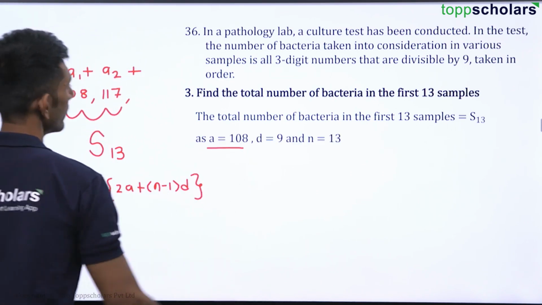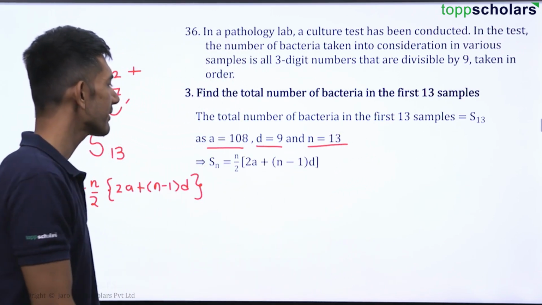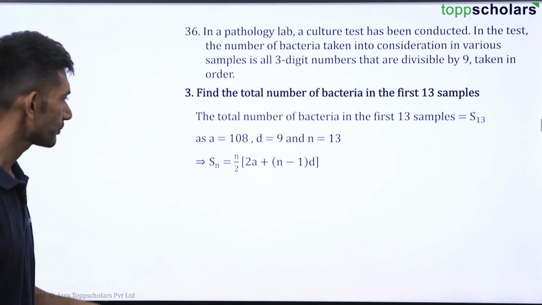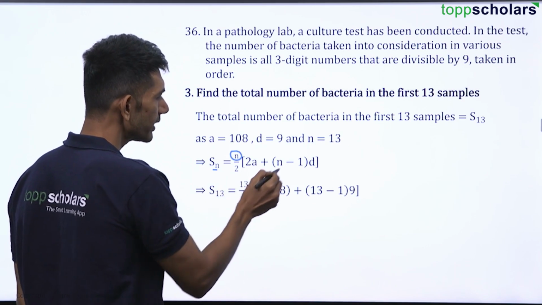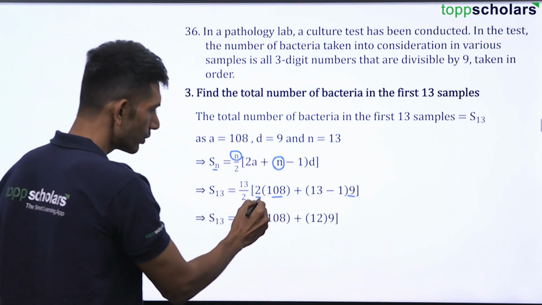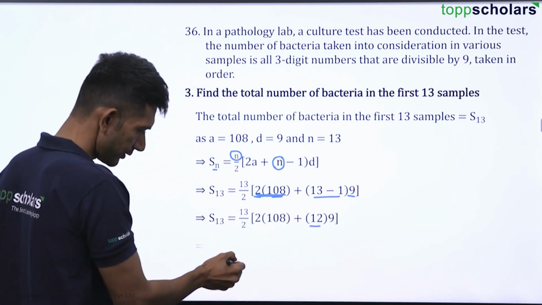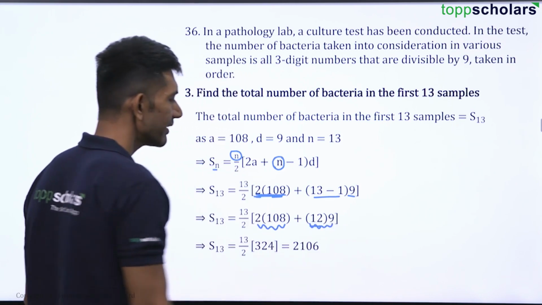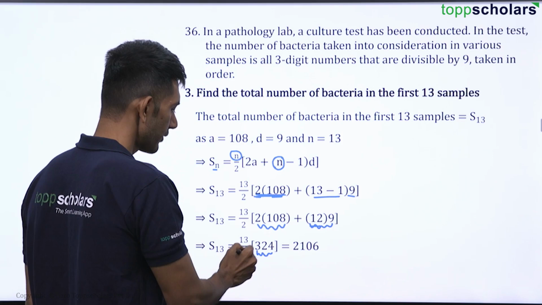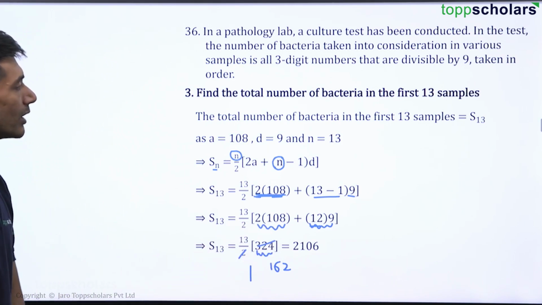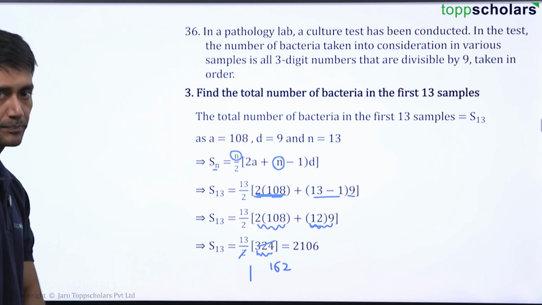So A is 108, D is 9, and n is 13. So what will be Sn? As I said, the formula is n by 2, 2a plus n minus 1 into d. Children, you need to know the formula as well. So let us put S13. Wherever you see n, put 13, 2 into A is 108 and D is 9. So 13 by 2, 2 into 108 plus 12 into 9. So 13 by 2, 2 into 108 is how much? 216. 9 into 12 is 108. 108 plus 216 is 324. Then half of that is 162. And 162 into 13 is 2106. So the total number of bacteria in the first 13 samples is 2106. The addition. Correct?